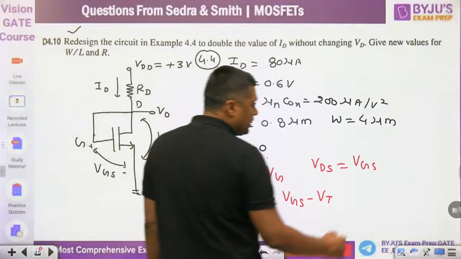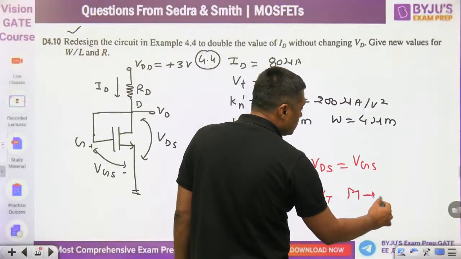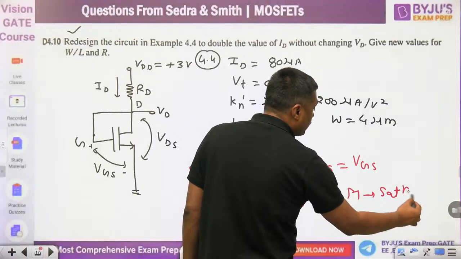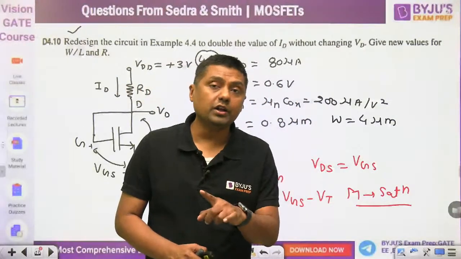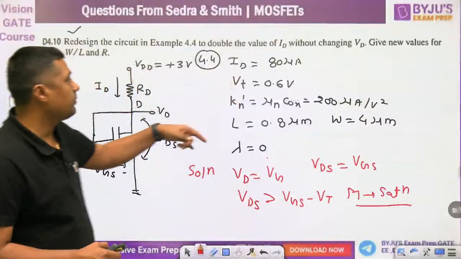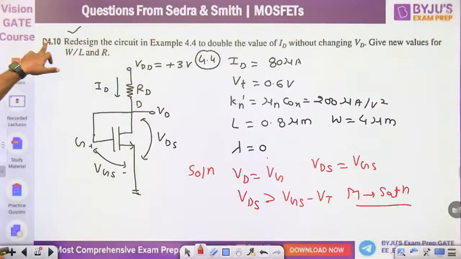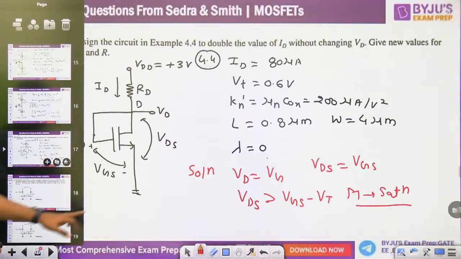Means the MOSFET is in saturation region, not in triode region. MOSFET is in saturation region, not in cutoff. Why not in cutoff? Because there is current, 80 microampere. So this is example 4.4. Then we will solve this question. Now, if it is not in cutoff, then how can we solve this question?